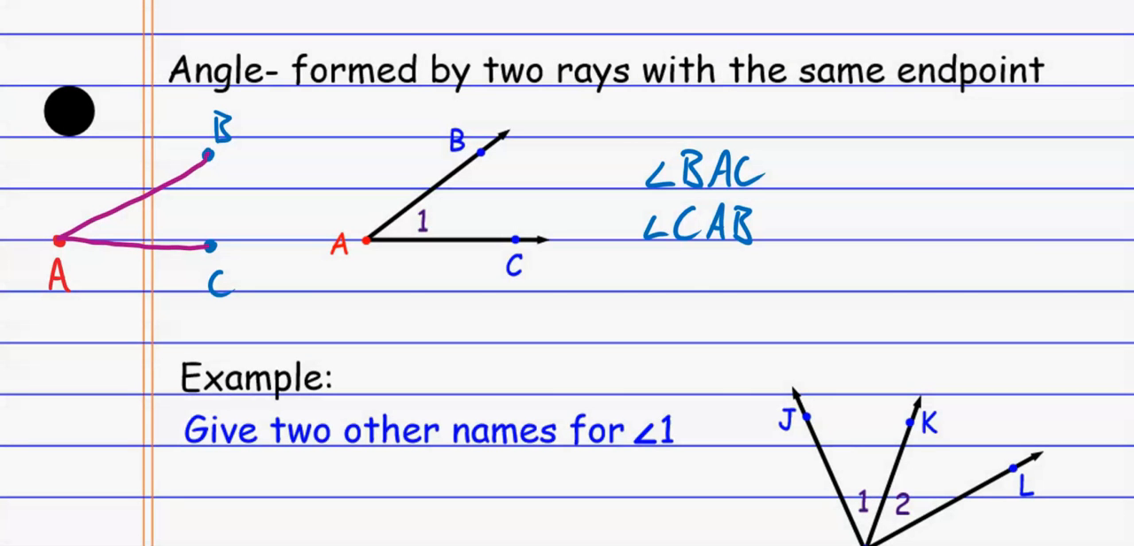The other option here is if I were to just call it angle A. Since there's no other angles drawn, I can just label it based on the vertex, based on that starting point, so angle A. Okay, that would also be acceptable.